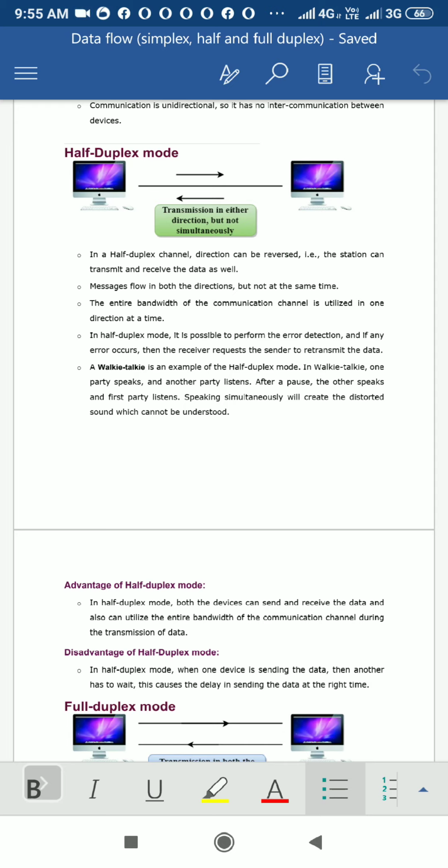So in this mode, the bandwidth of the communication channel is utilized in one direction at a time. For example, walkie-talkie. Walkie-talkie is an example of half duplex mode. In this, when one party speaks, then another party listens. After a pause, the second party can reply to the first party.